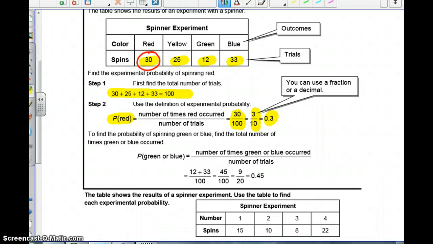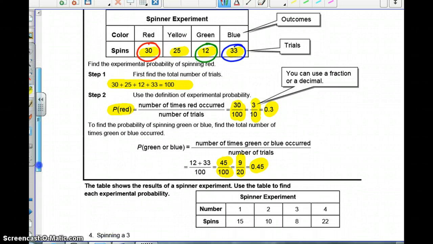If I want to find the probability of a green or a blue, the probability of green is 12. The probability of blue is 33. That adds to be 45 out of the same 100 trials, which reduces to 9/20 or 0.45.